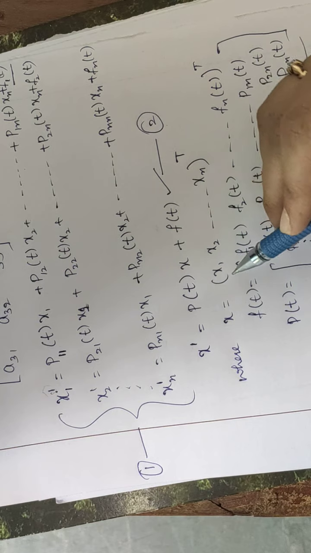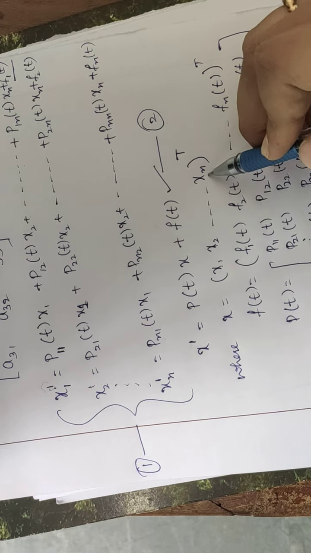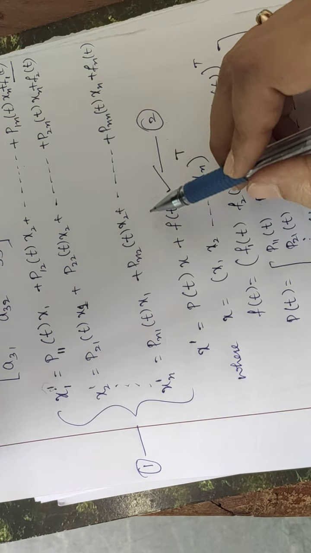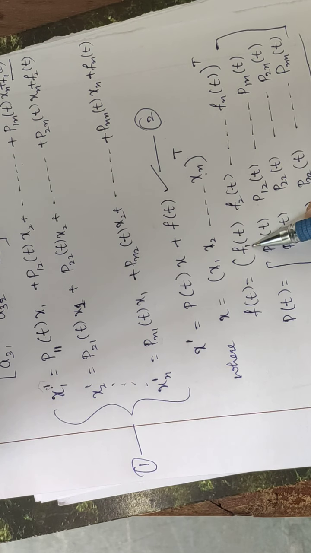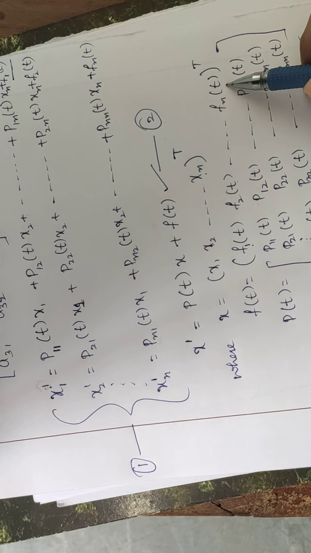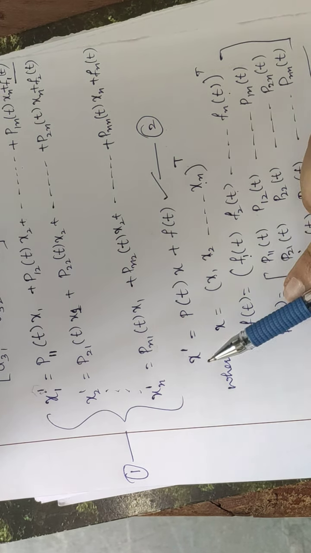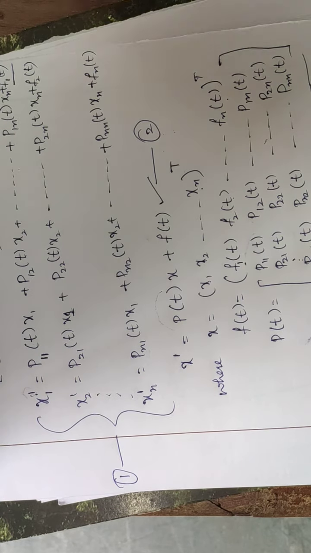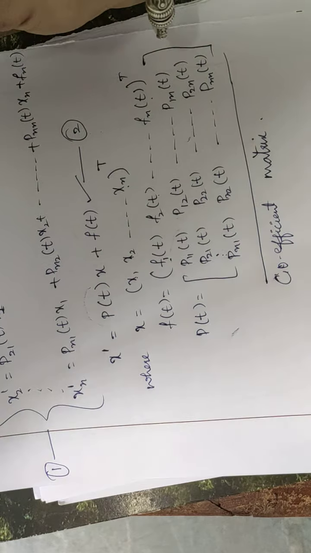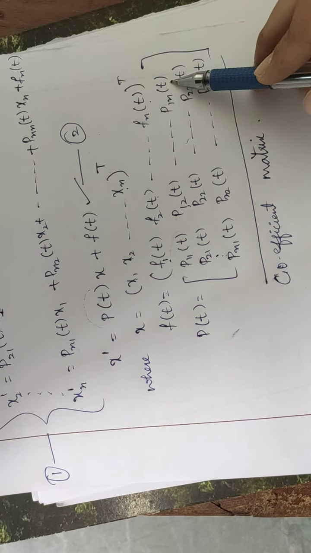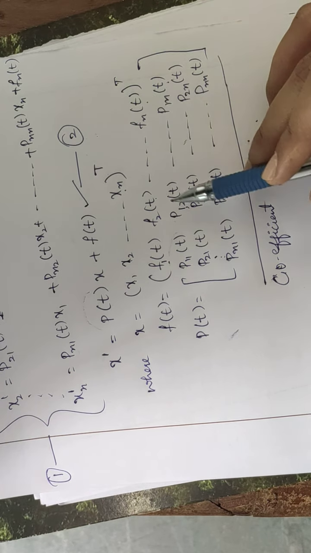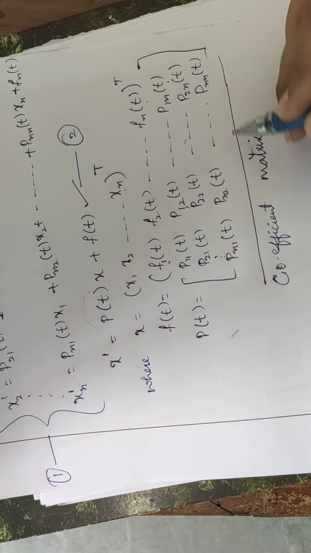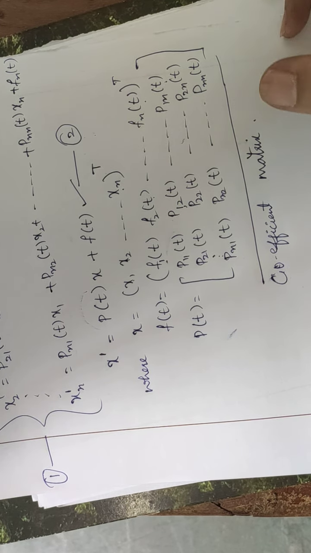Here what is x? X is nothing but x1, x2, so on up to xn whole transpose. F of t is nothing but f1 of t, f2 of t, so on up to fn of t whole transpose, and p of t is nothing but my matrix, rectangular matrix, right? P11 of t, P12 of t, so on up to P1n of t. So similarly I have written for nth linear system.